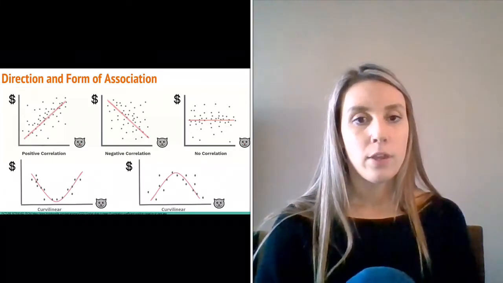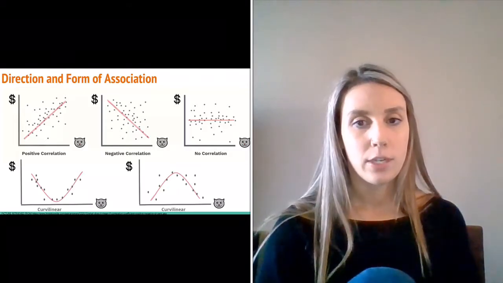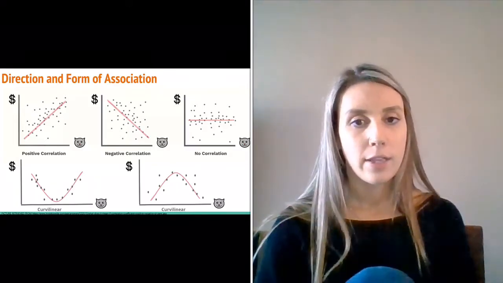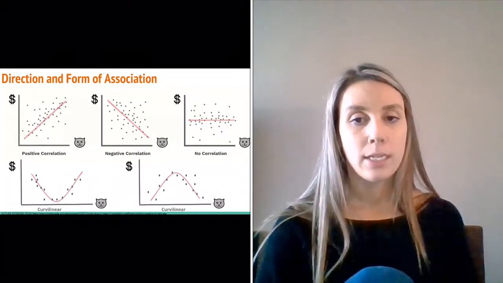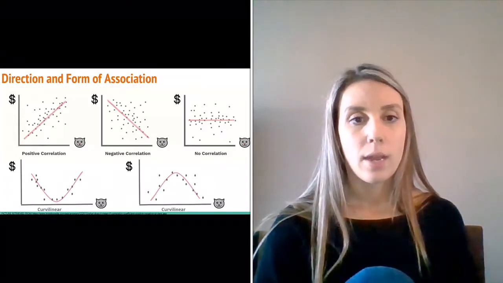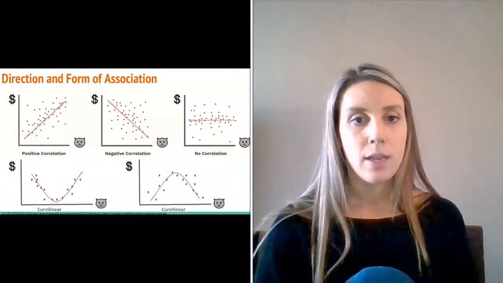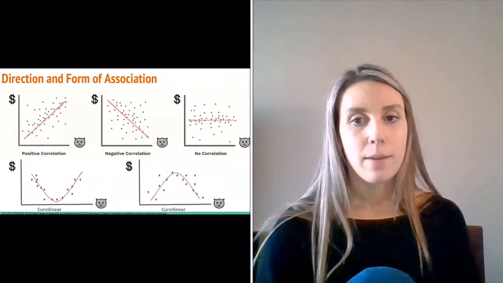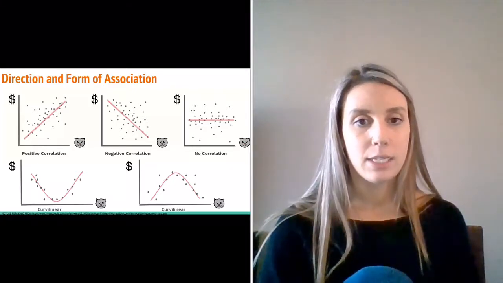Pictures 4 and 5 show what is called a curvilinear relationship. In picture 4, we see a decrease, plateau, and then an increase on the y-axis, or money spent, as the x-axis, or amount of cats, increases. Picture 5 shows the same distribution but opposite: an increase, plateau, and then decrease in money spent as the number of cats owned increases.